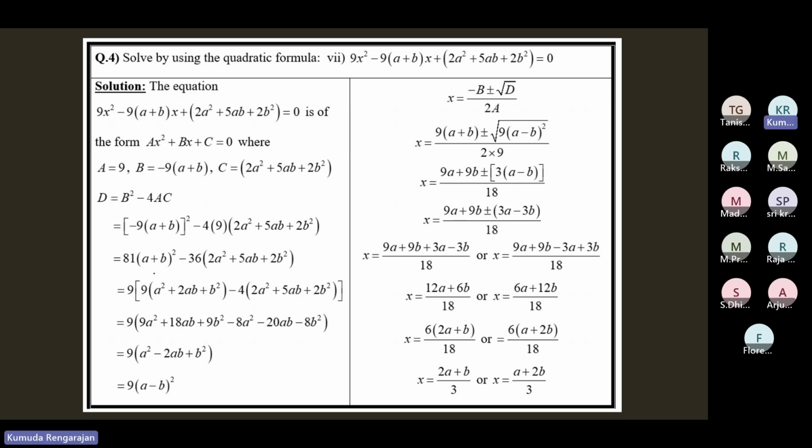Now here I've taken out 9 common. Between 81 and 36, 9 is common. So I've taken out 9 common. So you'll get 9 nines are 81. So 9 and this one I've expanded. A plus B the whole square I've expanded. And here 9 is common. So we'll have 4 here. And this as it is.